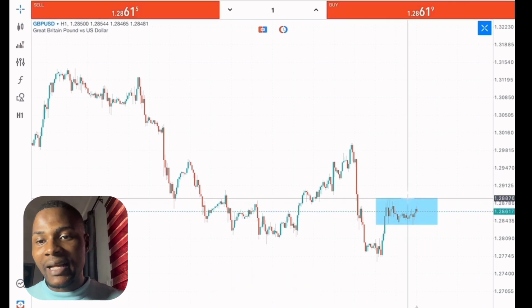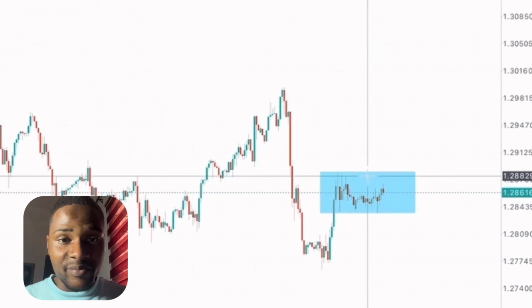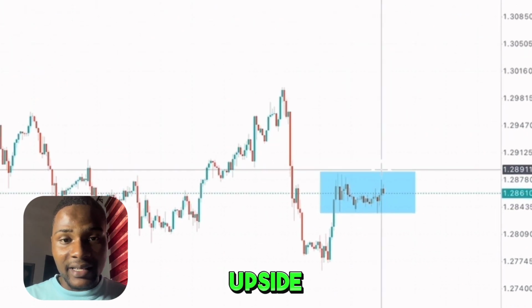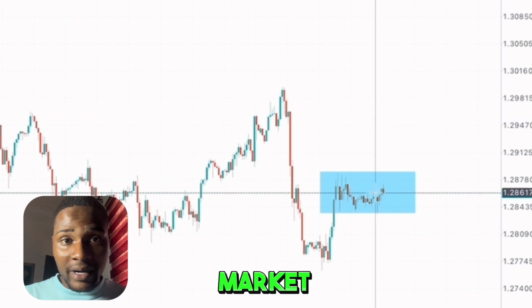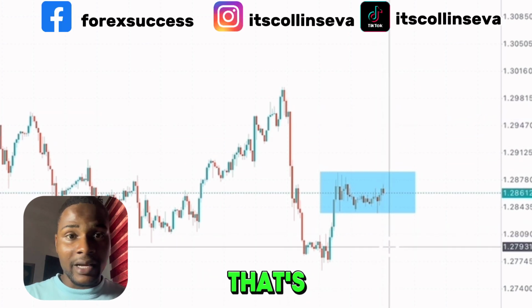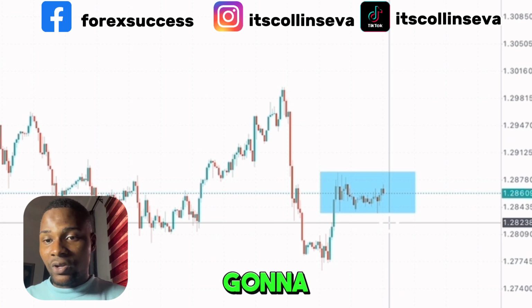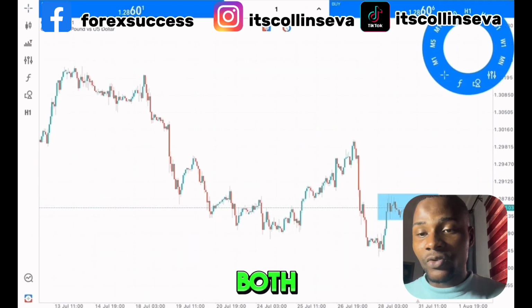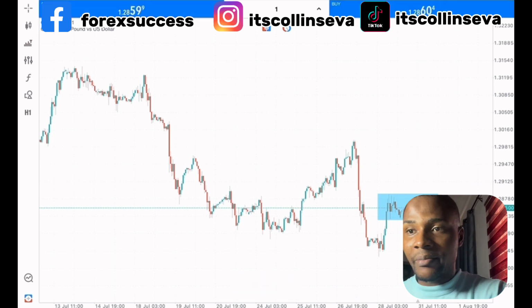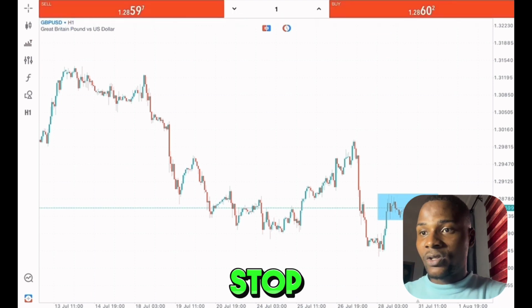That simply means that whichever area the market breaks to, if the market breaks to the upside, then the market is going to buy, and if the market breaks to the downside, the market is going to sell. That's exactly what's going to happen. So now let me show you how you can trade this so that you make profit from both the buy and the sell. All you need is a buy stop and a sell stop.